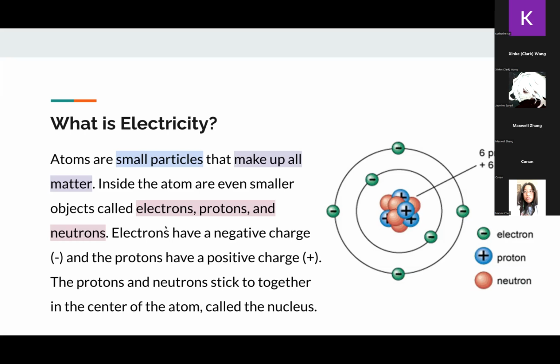Electrons have a negative charge and the protons have a positive charge. The protons and neutrons stick together in the center of the atom called the nucleus. The electrons spin fast around the outside, and the positive charge of the protons keeps the electrons from flying off and leaving the atom.